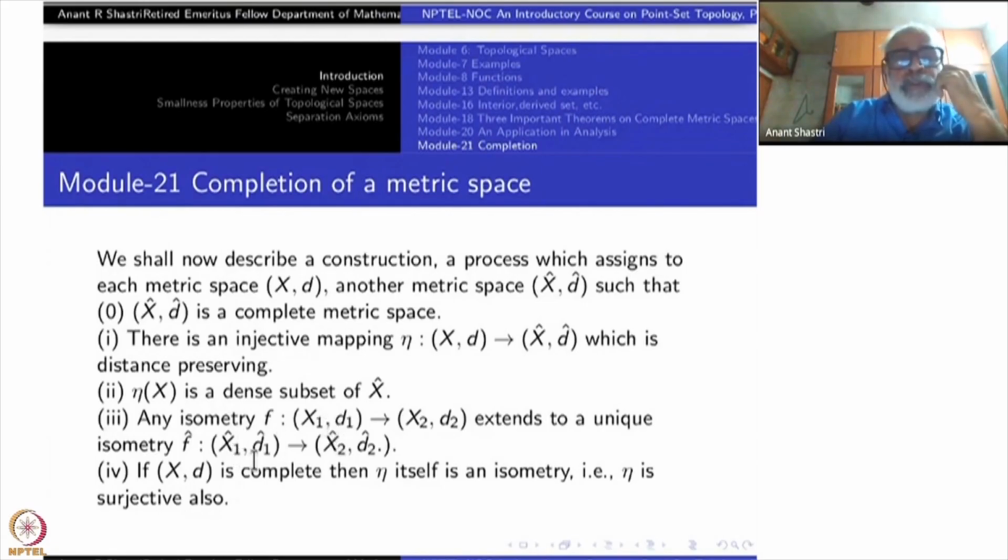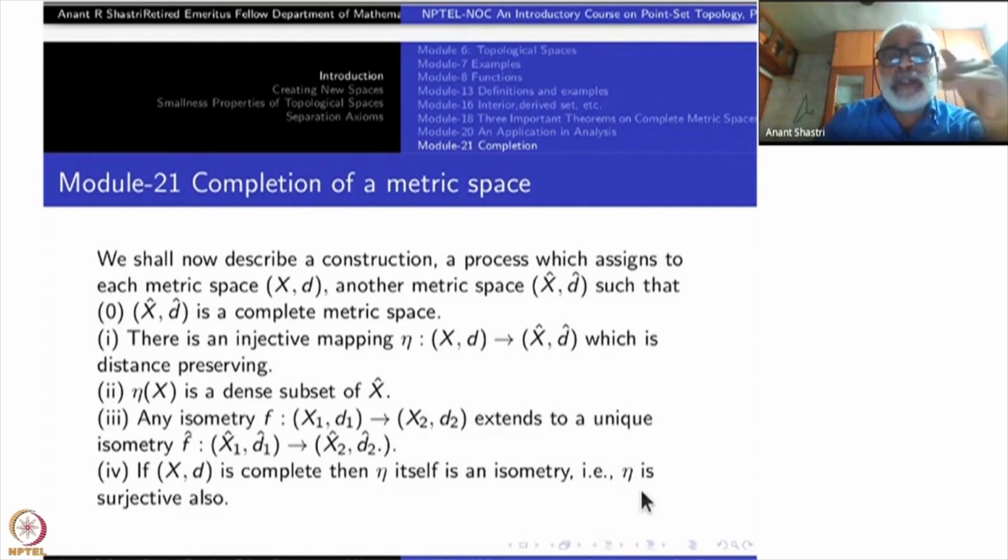The fourth one is, if (X, d) is already complete, then eta itself is an isometry. In other words, up to isometry, we are not doing any new thing here at all. It is the old (X, d) itself. If something is already complete, then there is no completion; (X, d) itself is its completion. So in what sense? Isometrically.